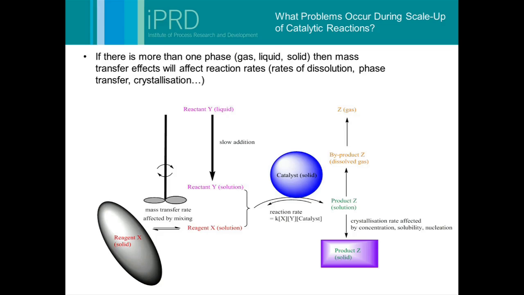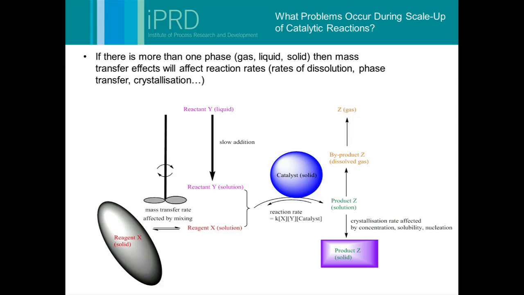We can also, in the reaction, add a reactant Y as a liquid, and that goes into the solution. But we often want to control the energies in a process. So in order to do that, we add things slowly so that we can remove the heat at the right rate, and we don't then overheat the reaction. But if we add it slowly, it means that it can only react with reagent X slowly as well.